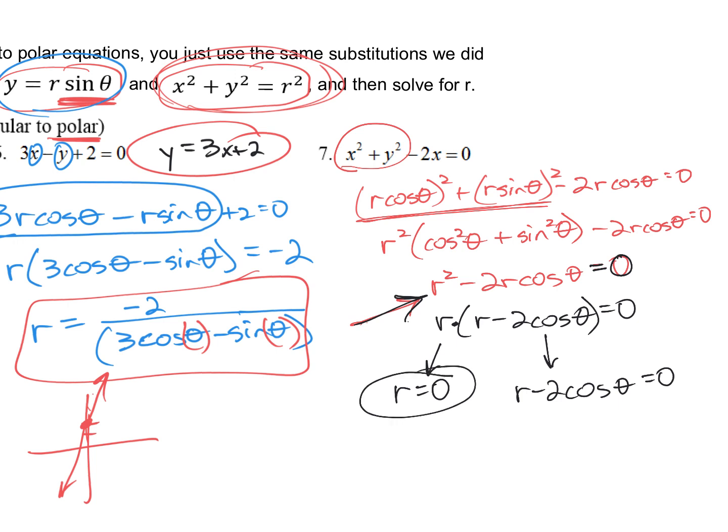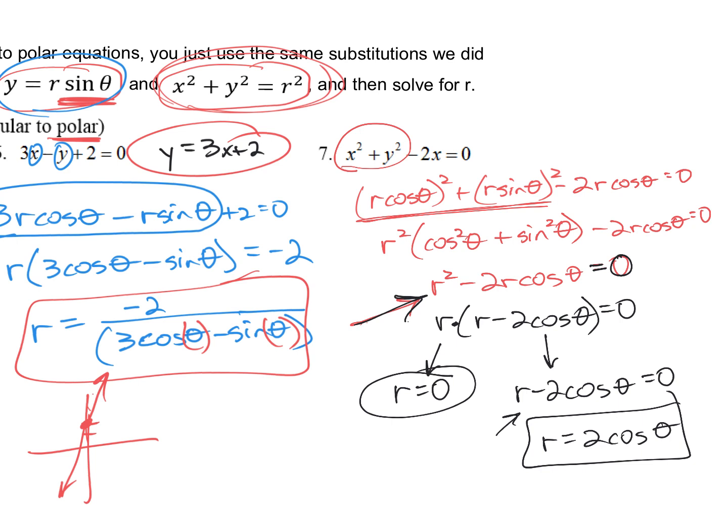Like you wouldn't have this r equals 0. In this particular case, the r equals 0 is kind of redundant. I'll show you why in a second. But this one we could solve for r. So r equals 2 cosine of theta. And that's my equation there.